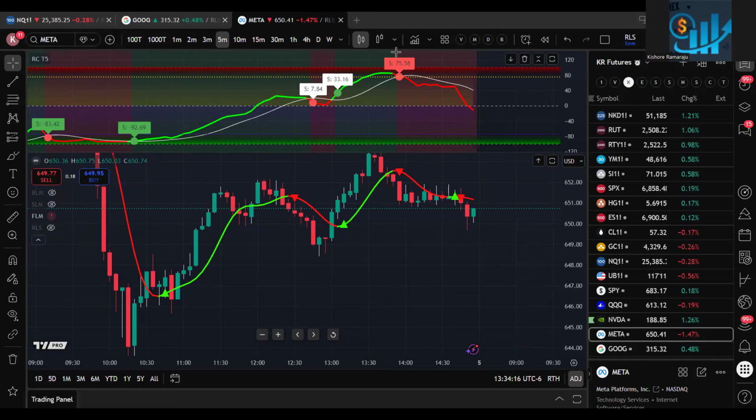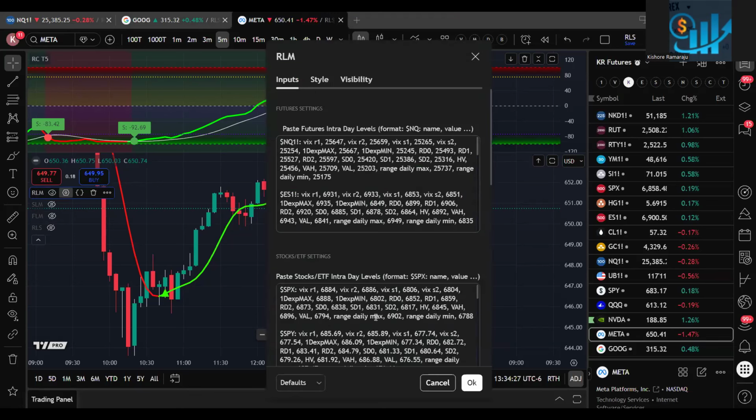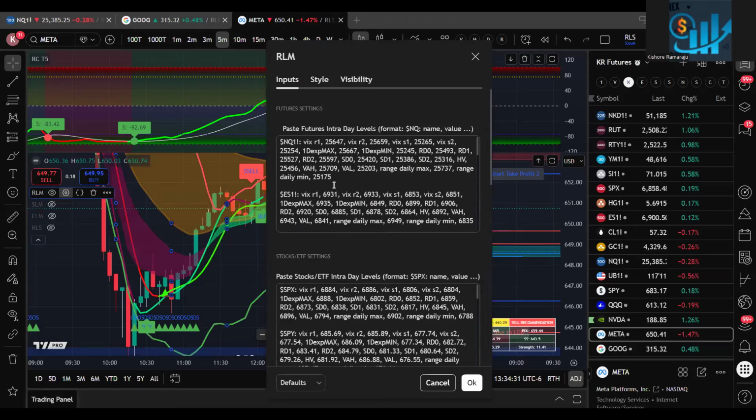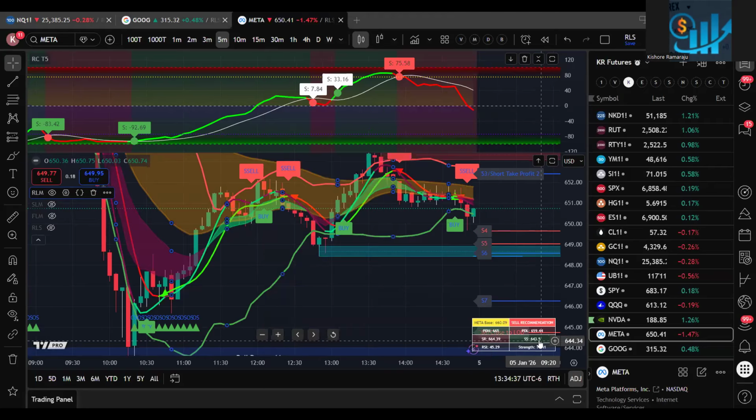You don't need to refresh the script. You just have to enter the level. That's it. You get these levels in a notepad file. You just have to copy and paste. Open the notepad file, do a Control C, and then come here and do Control V. That's it. It will also tell you where your strong resistance is, what the RSI is, what the strength is, the previous day high, previous day low, all those things.